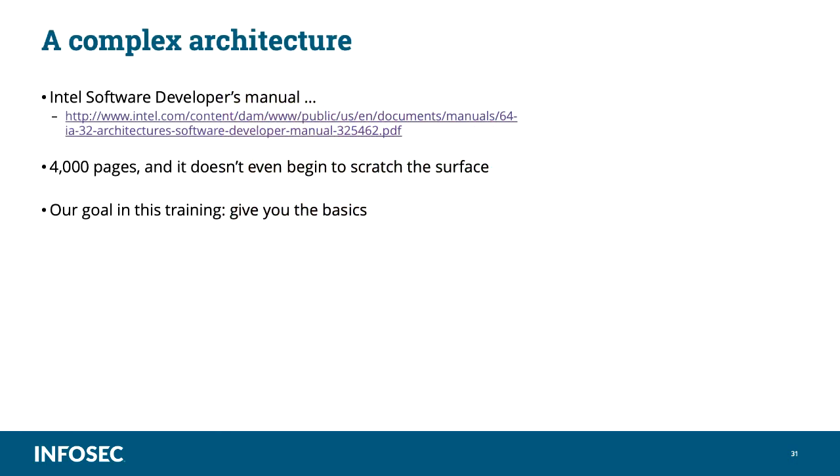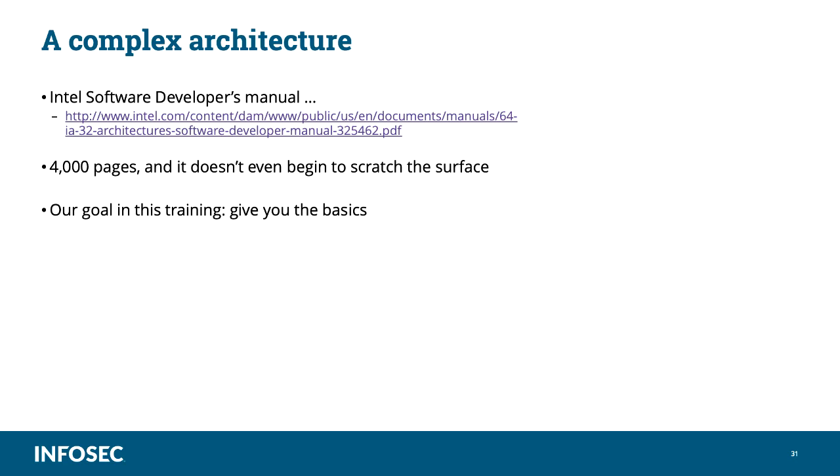Speaking of complicated, Intel develops a software developer's manual that they publish online. It's free to download. If you go to download that manual, forewarning that it's over 4,000 pages long. It doesn't even begin to scratch the surface of the nuances of the Intel x86 architecture. Our goal in this training is to give you the basics.